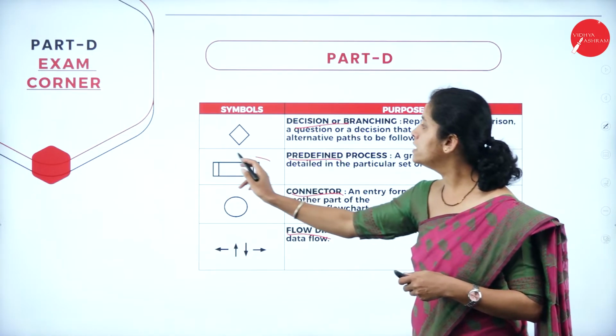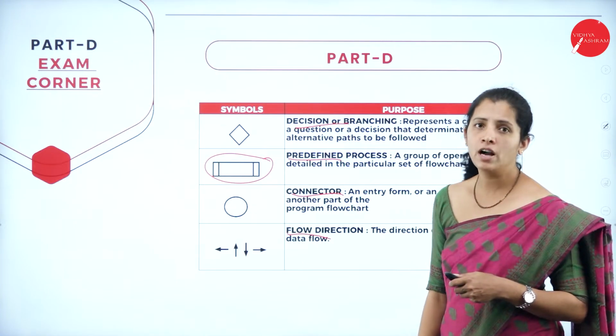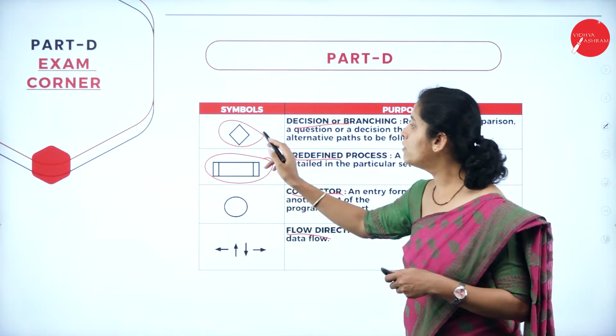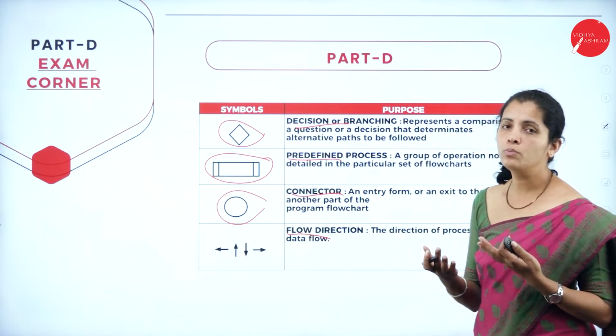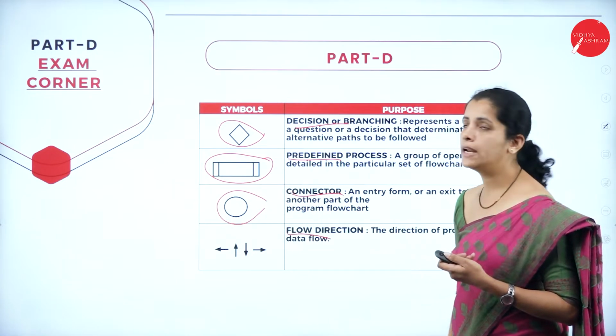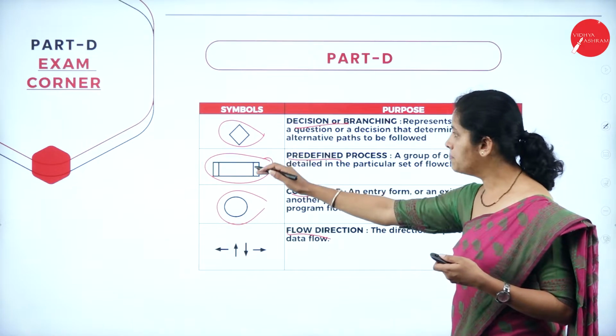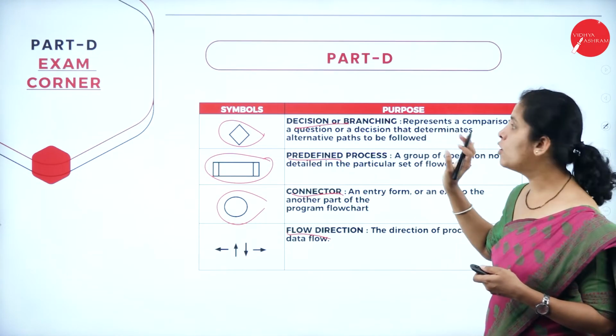Okay, so this is mainly used to represent the function. This is only for condition, and this is the connector. Suppose if I want to provide connectivity, I'm going to use the connector. So write the symbol, along with that write the meaning or purpose.